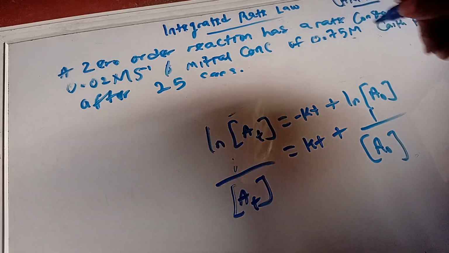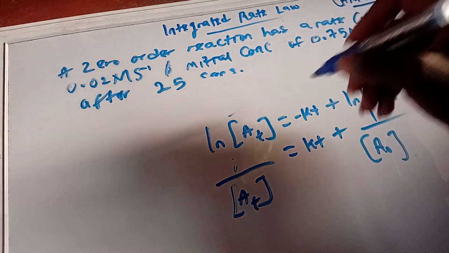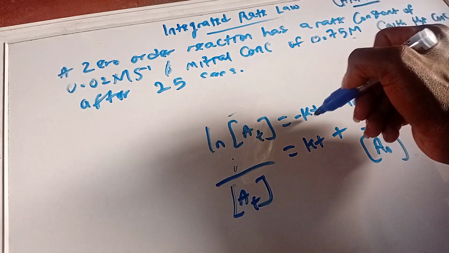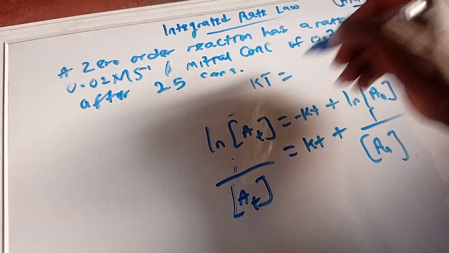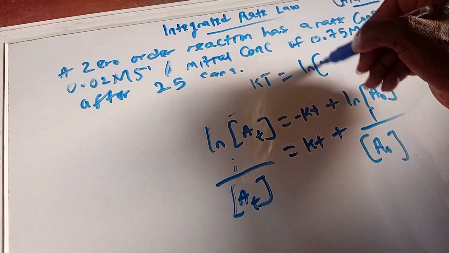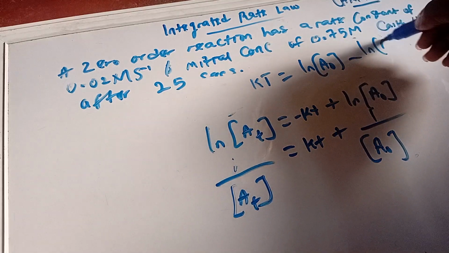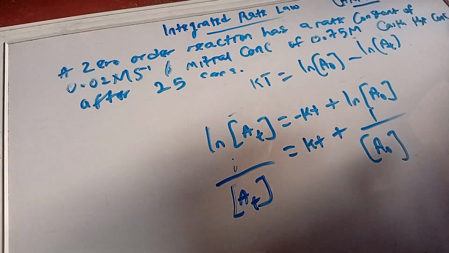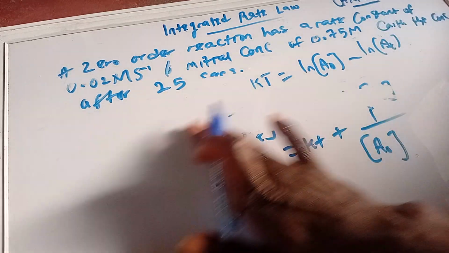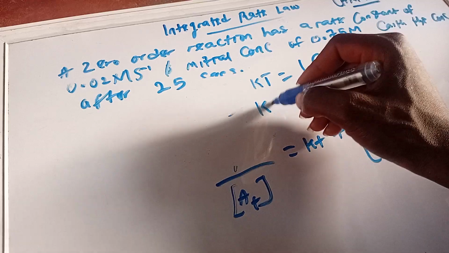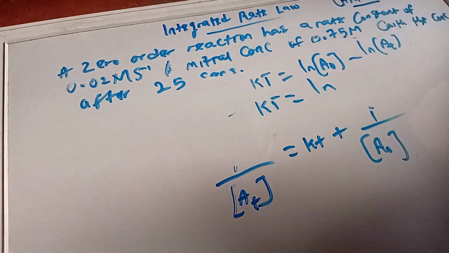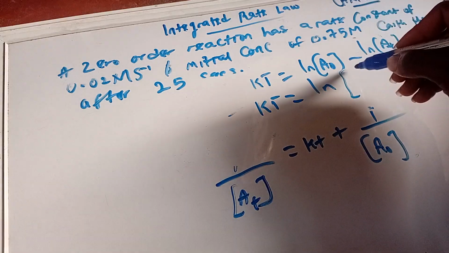Now for first order, the unit is just per second. How? Now let's make k the subject of the formula. If this comes to the other side to become kt equals to what? ln A0. If this one comes to the other side, minus ln what? At, right? So this one becomes kt equals to what? Now if you have ln A minus ln B, same thing as ln A over B.